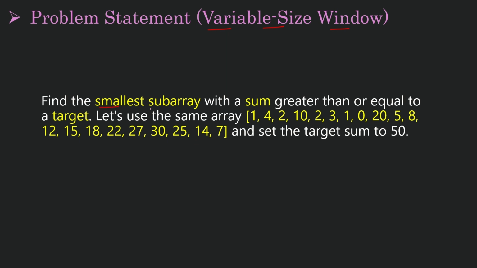Find the smallest subarray with a sum greater than or equal to a target. Let's use the same array: 1, 4, 2, 10, 2, 3, 1, 0, 20, 5, 8, 12, 15, 18, 22, 27, 30, 25, 14, 7, and set the target sum to 50.